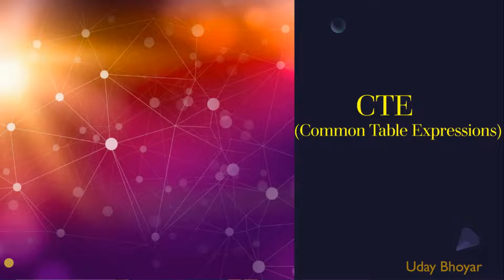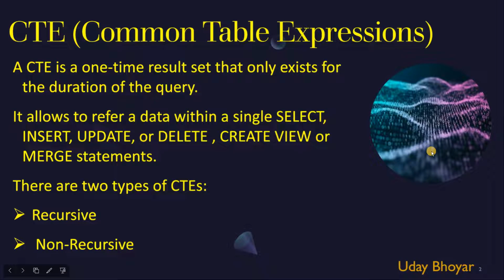It is basically temporary, because its result cannot be stored anywhere and will be lost as soon as the query execution ends. So let's learn exactly what a CTE is. The definition of a CTE is a one-time result set that only exists for the duration of a query. It allows you to refer to data within a single select, insert, update or delete, create view, or merge statement. There are basically two types of CTEs, recursive and non-recursive.